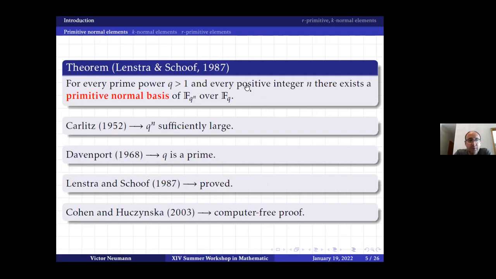These kinds of elements, primitive normal elements, are very important. And in fact, in 1987, Lenstra and Schoof proved that for every prime power q and every integer n, we always have a primitive normal basis of F_q^n over F_q. The proof was given in steps. First, Carlitz in 52 proved this result for q^n sufficiently large. Davenport in 68 proved this for q prime. And finally, Lenstra and Schoof proved this completely. And Cohen and Huczynska in 2003 gave a proof free of computer.